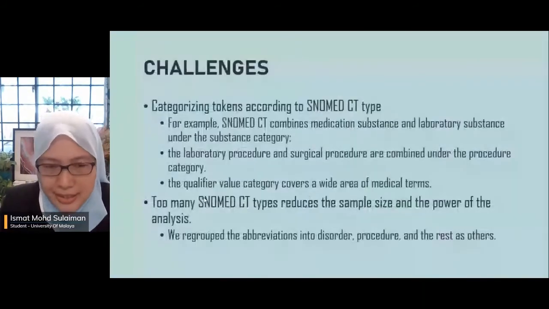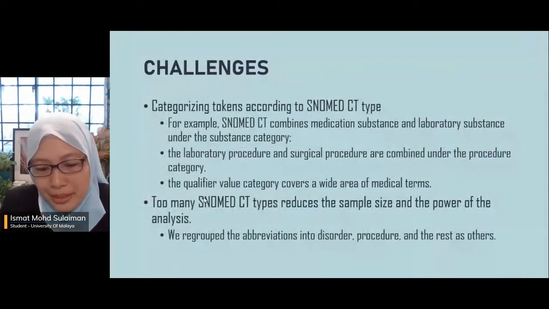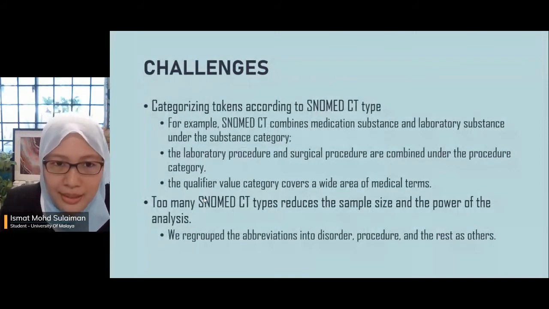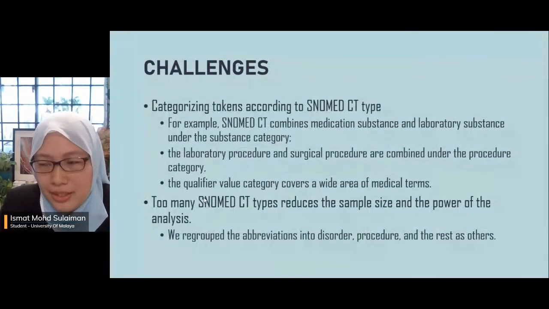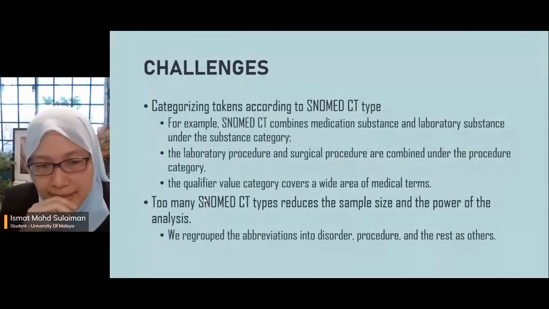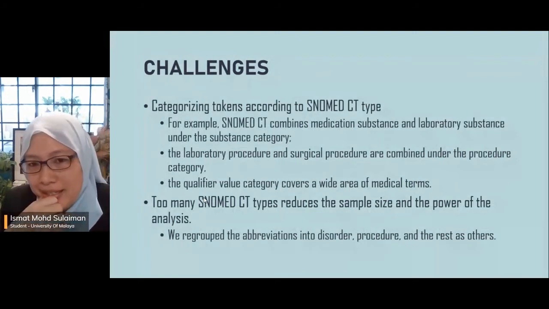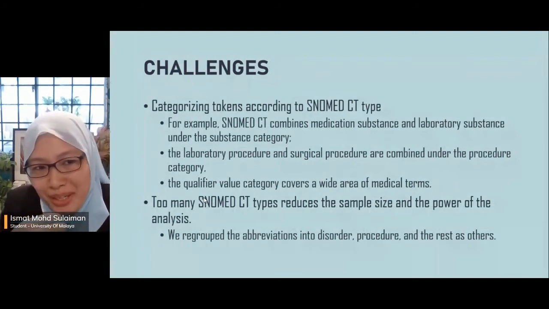So part of the challenges in the study for us is actually, there are 2. One is when we want to categorize according to SNOMED CT type. Remember, we know that there are 19 high-level hierarchies. We tried, at first, to map this to the 19 hierarchies. But because our sample size is small and became smaller, it affected the power of the analysis. We had to regroup the abbreviations into disorder, procedure, and the rest as others.